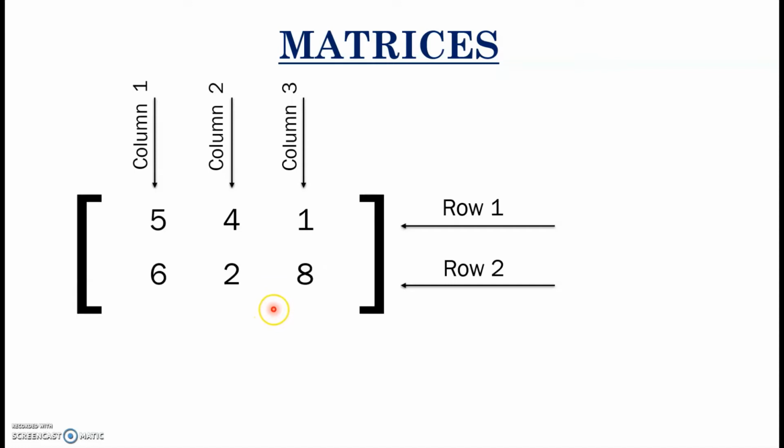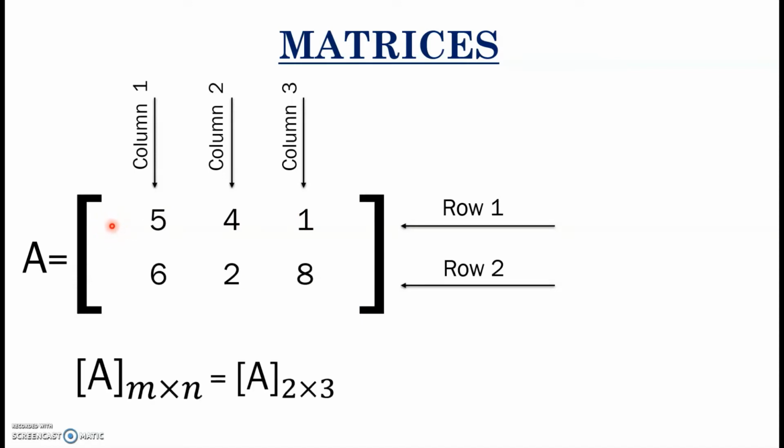Now we can identify this matrix with an alphabet. Let's identify it as the letter A. This has 2 rows and 3 columns, so we can call this a matrix of 2 by 3. The representation is written with a capital A in brackets. That shows it's a matrix with m times n, which is m number of rows and n number of columns. So we can write the matrix A as a 2 by 3 matrix.